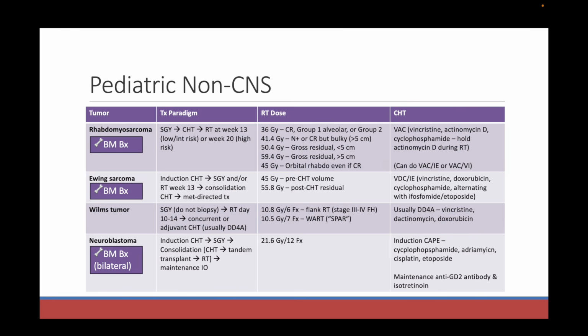The management of rhabdomyosarcoma is probably the most complicated, where we do surgery followed by chemotherapy, followed by radiation at week 13 for low or intermediate risk, or week 20 if they have high risk. And then they can get more chemotherapy after that. The chemotherapy regimen is VAC for rhabdo, which is vincristine, actinomycin D, cyclophosphamide. So they get VAC for 12 weeks after surgery. And then we hold the actinomycin D during their radiation.